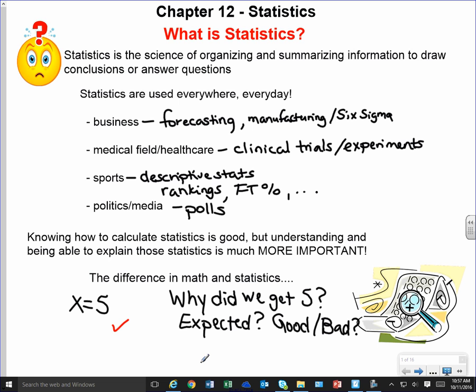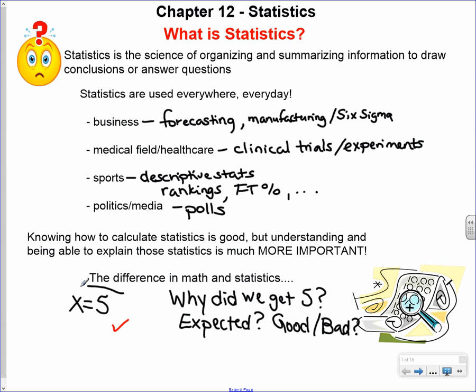In a math class, you might get to the end of a problem and you've solved the equation and you get x equals 5, and then that would be the end, right? You'd say x equals 5, I'm done. But in statistics, once we get to the answer, then we start looking at, why did I get the 5? Is that what I expected to happen? Is that a good result or a bad result? And then I try to interpret the answer. So we really do think of it more in real life terms of, what does this number mean in this situation? So that's kind of the difference in a math-based class and more of a statistics class.